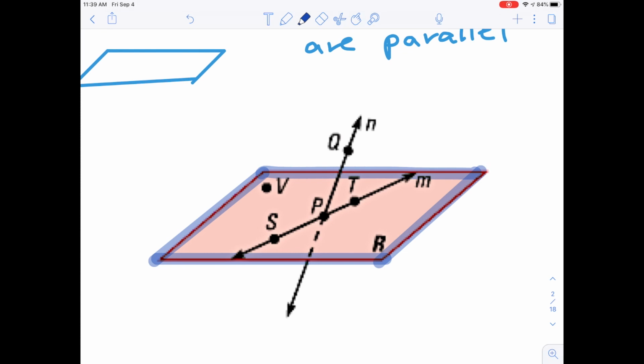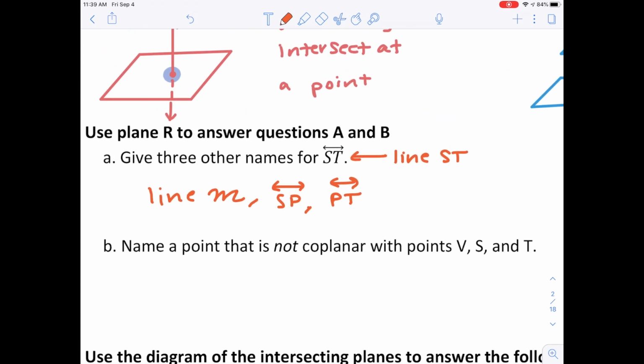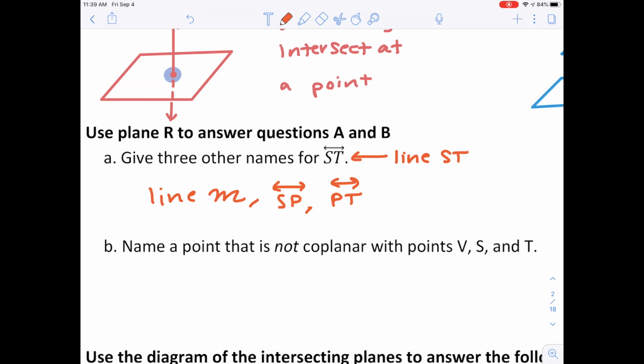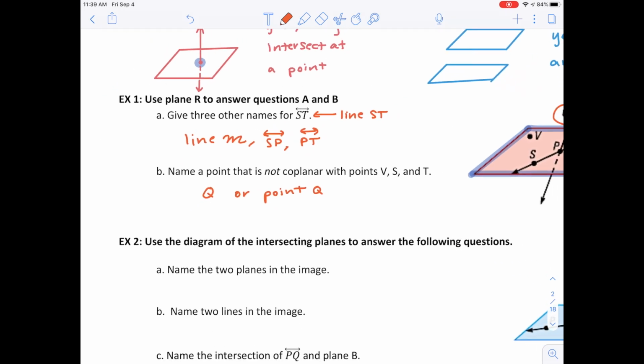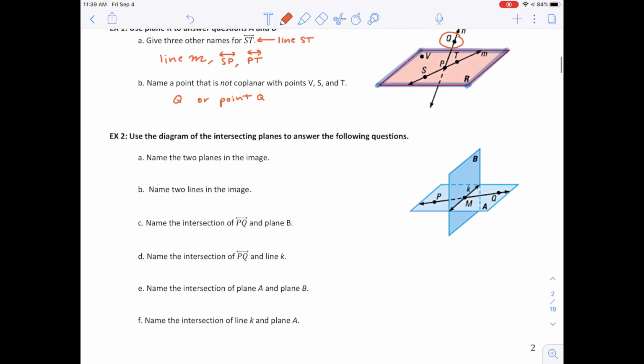So we need to find a point on the diagram that is not on the red plane. And you can see we have this one that's just hovering above the piece of paper, or above the plane. That is going to be our point that is not coplanar. So it's going to be point Q. You can just say Q, uppercase, or you can write out point Q if you want. We do care about uppercase and lowercase letters. It's very important. Notation is one of the most important things in geometry.